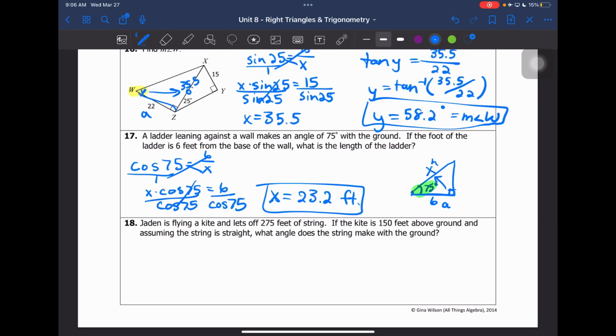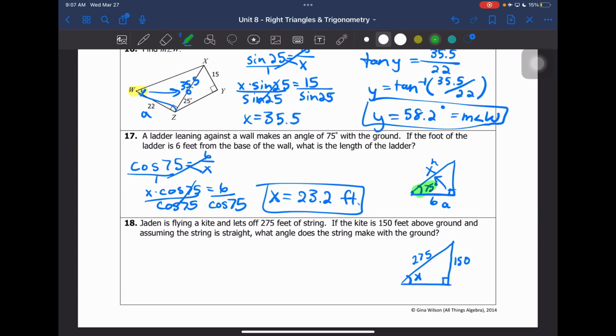Number 18, Jaden is flying a kite and lets off 275 feet of string. If the kite is 150 feet above ground and assuming the string is straight, what angle does the string make with the ground? So let's draw like our string. The ground and the string makes the kite go all the way up here, and that is 275. The kite is 150 feet above the ground, and we want to know what angle does the string make with the ground. So this is the angle that we're looking for.